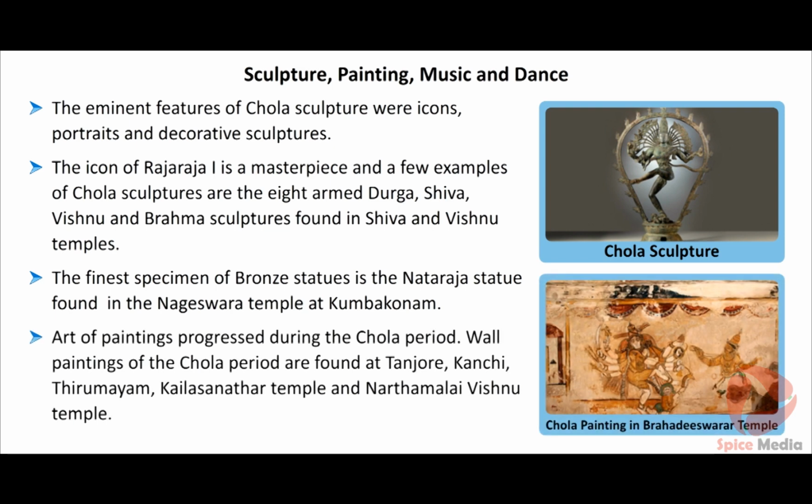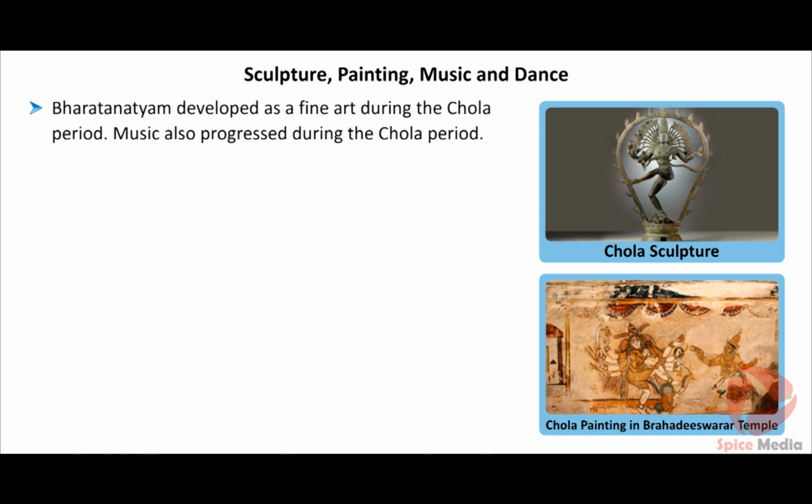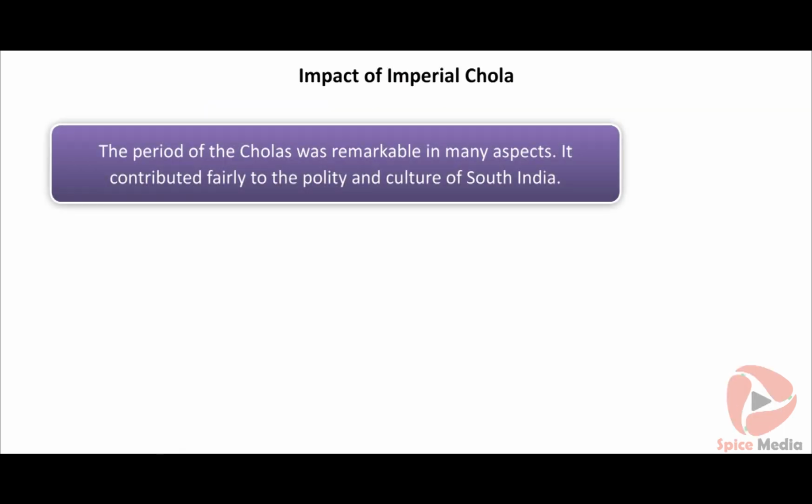The art of painting progressed during the Chola period. Wall paintings of the Chola period are found at Tanjore, Kanchi, Tirumayam, Kailasanatha temple, and Narthamalai Vishnu temple. Bharatanatyam developed as a fine art during the Chola period. Music also progressed during the Chola period, and this progress resulted as the basis for Carnatic music at a later stage. The period of the Cholas was remarkable from many aspects.